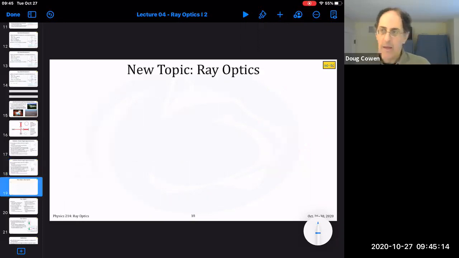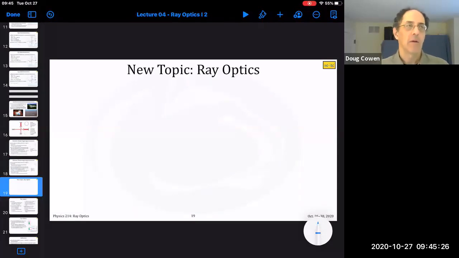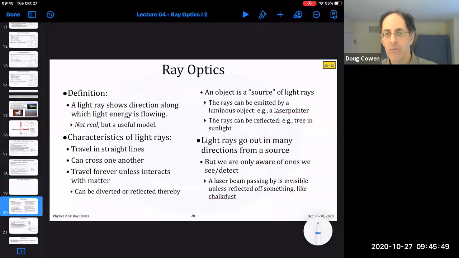Okay, so I'd like to now start on a new topic called ray optics. And this is a way of describing light that's sort of halfway in between wave optics, which we just did, and treating photons as particles, which is what we'll do when we get to quantum mechanics. Whereas light is indeed a wave under many circumstances, and it's also a particle under many circumstances, it is never actually a ray. So the idea of a ray is more of a mathematical construct. It's not real, but it's really useful in allowing us to model the way light will behave.